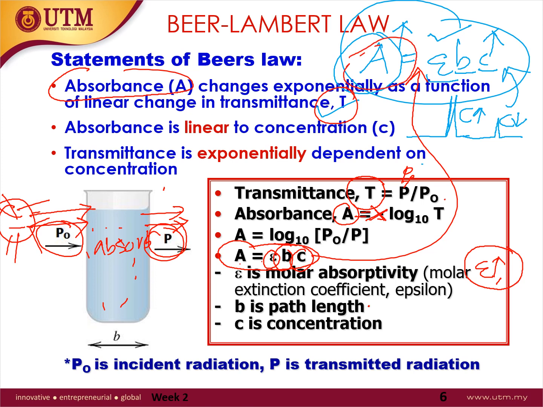Okay. So B is path length. Path length ini lah. Okay. Apakah ini? Ini adalah cuvette. Okay. The cuvette, the one that is shown inside the UV visible spectrometry just now. So this is the path length. The higher the path length means that you will have higher absorbance. Remember, ni semua linear. Therefore, you will get concentration. Okay.